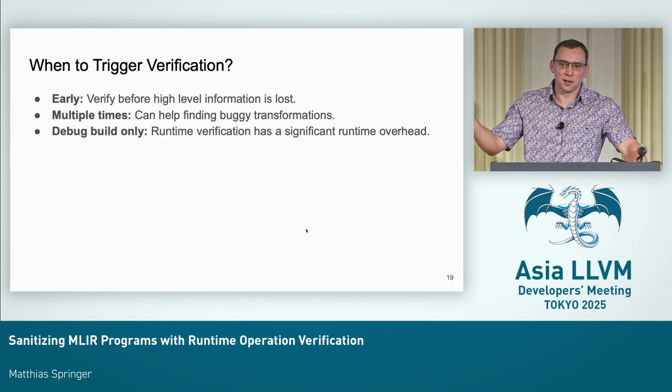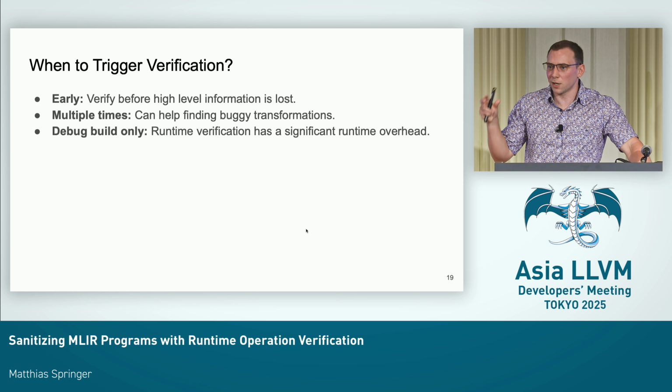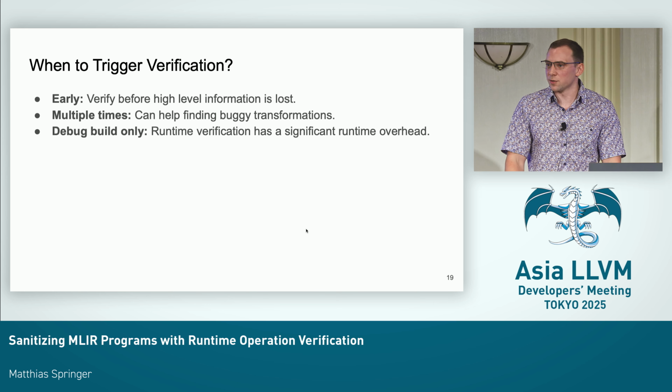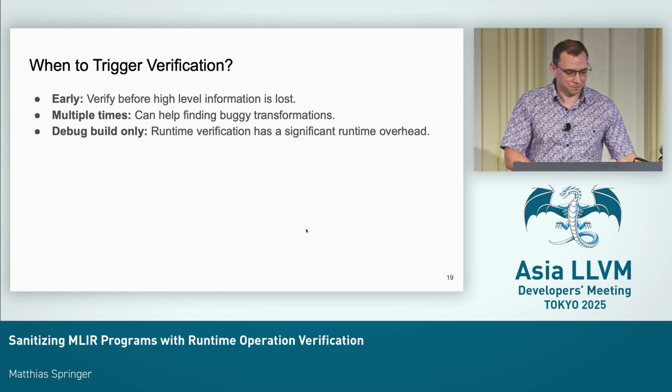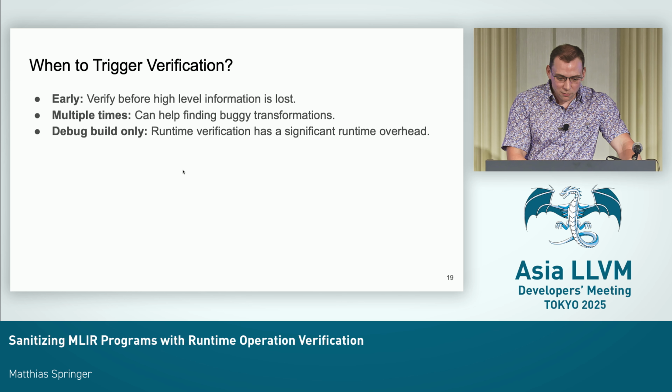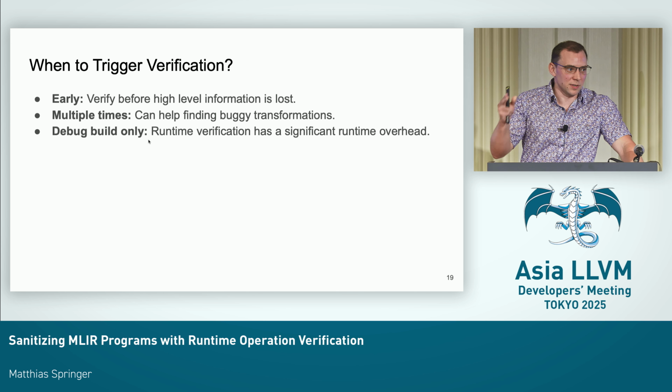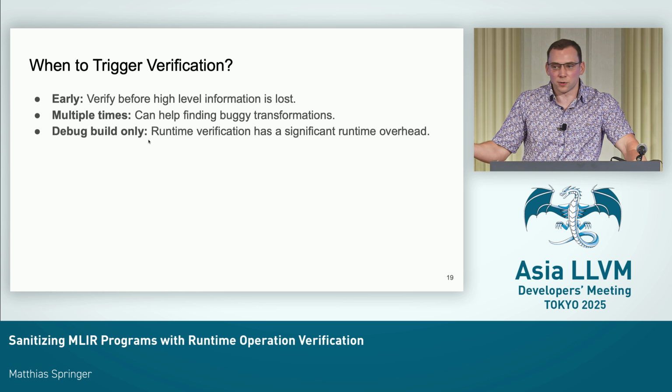You can verify on the linalg level, and then you lower everything to memref. You can verify again. And this may help you to find additional bugs that were introduced by some of your lowering passes. And finally, only verify in debug builds. The reason for that is that runtime verification can have a quite significant runtime overhead because we insert extra code for every tensor operation, for example.